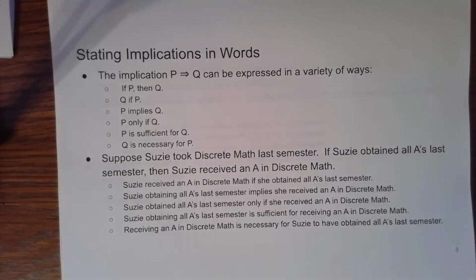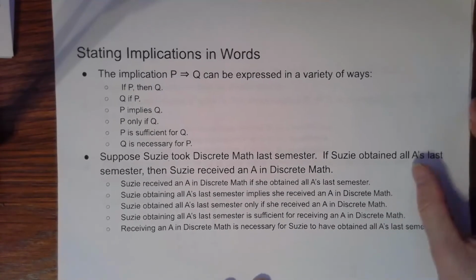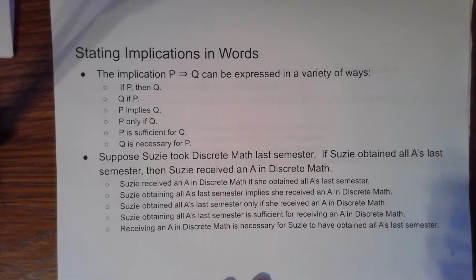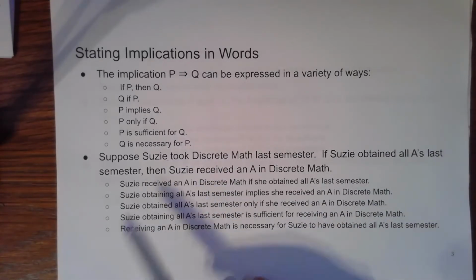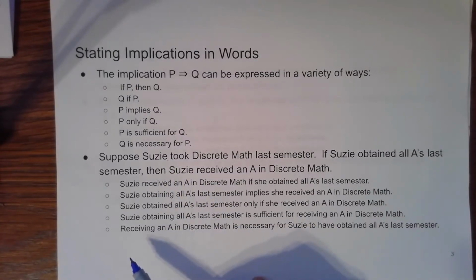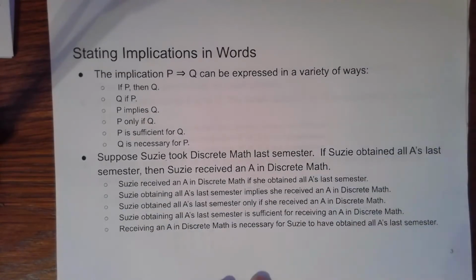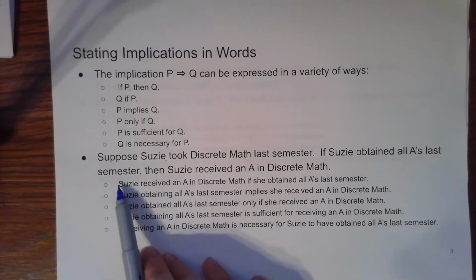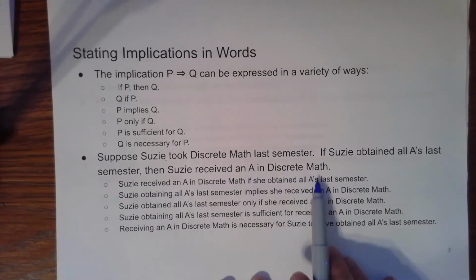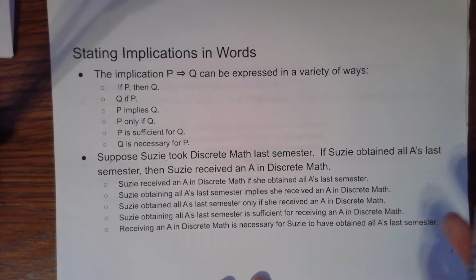So if that's not completely intuitive to you, once again we're going to look at a specific example so that can help us reason that these are all actually saying the same thing. So suppose we have a student named Susie that took discrete math last semester. If Susie obtained all A's last semester, so imagine she took some other classes too, chemistry and history class and English class or whatever. She got all A's last semester. Then Susie received an A in discrete math. Okay, so pretty clearly that would be true.